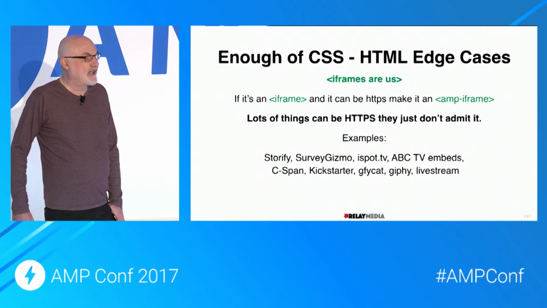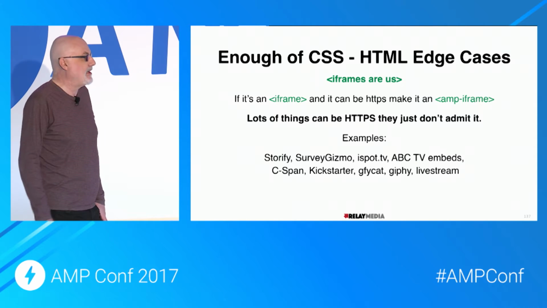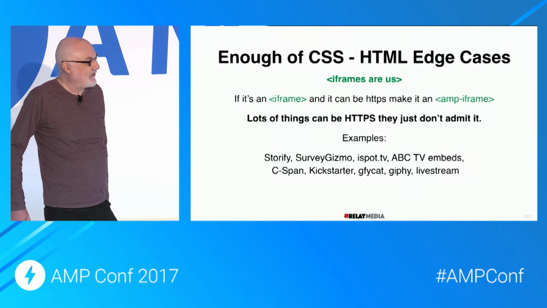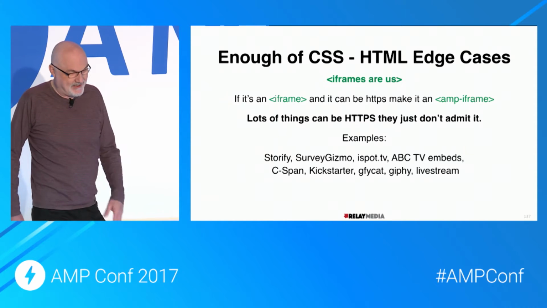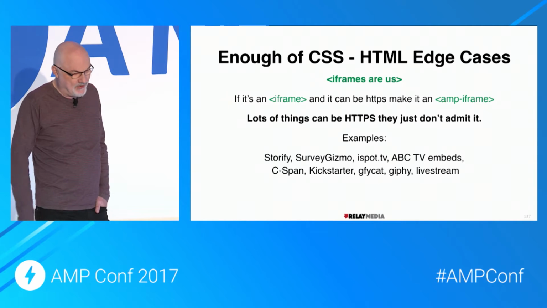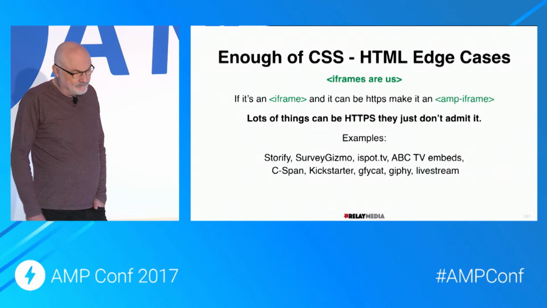There are lots of things that get embedded on pages that are iframes that can just be an AMP iframe because they can be HTTPS, but they don't actually admit they can be HTTPS. So you have to go and see, does this really work if you turn it into an HTTPS URL? And we have a whitelist we've maintained, and there's some examples here. Storify and Survey Gizmo and a bunch of other stuff, C-SPAN embeds, and so on.